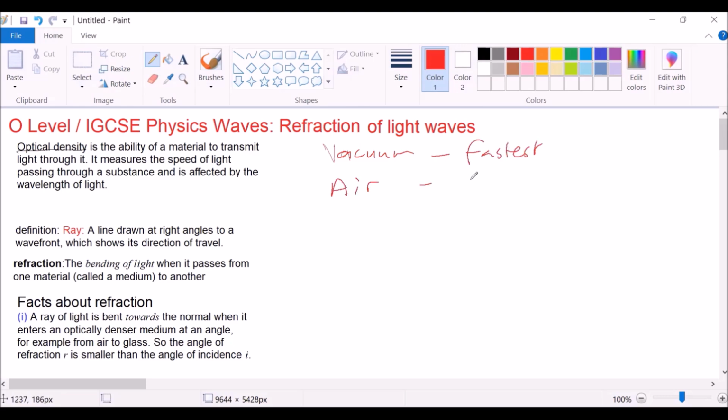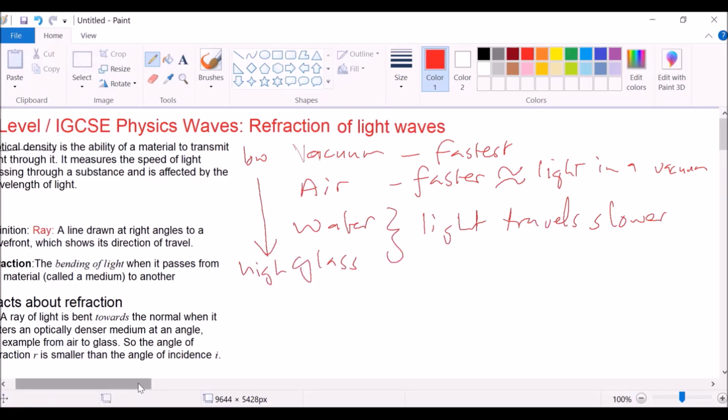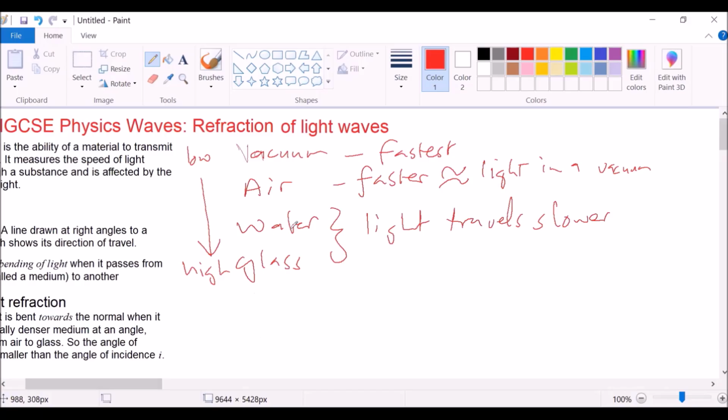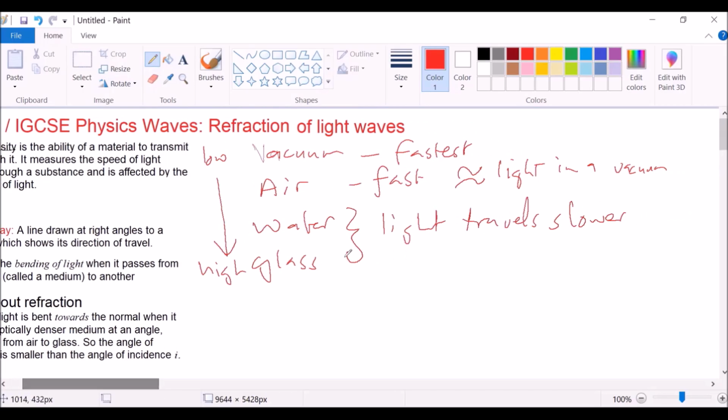Light in air is faster, almost the same as light in a vacuum. Now, in water and glass, light travels slower. Water and glass are optically denser than air and a vacuum. So we can say light travels fastest in a vacuum and almost as fast in air. In water and glass, light travels slower.